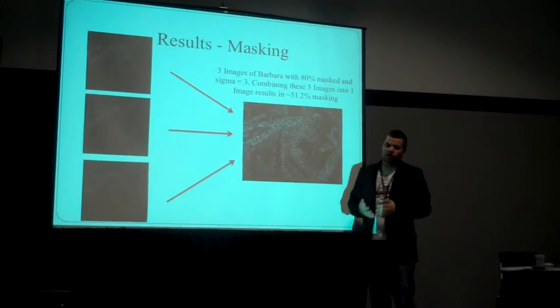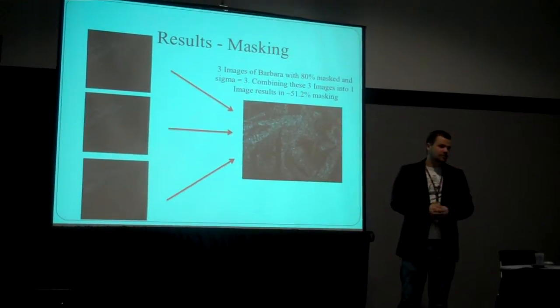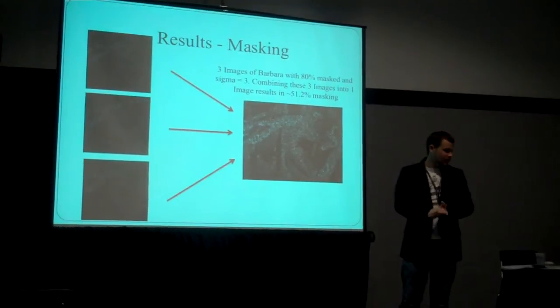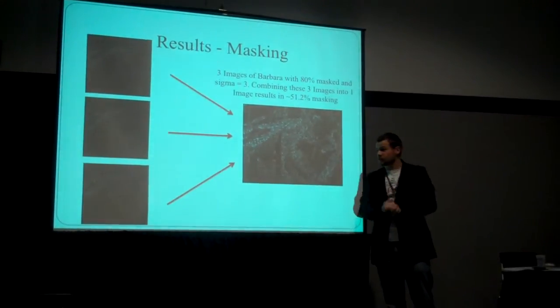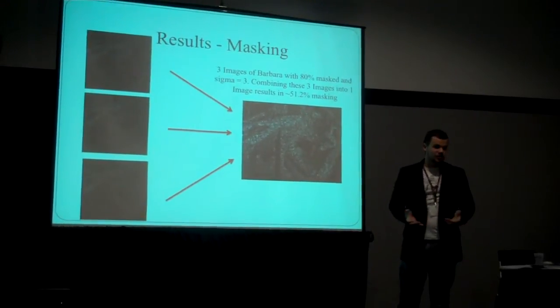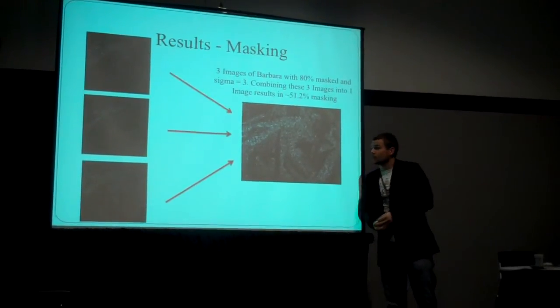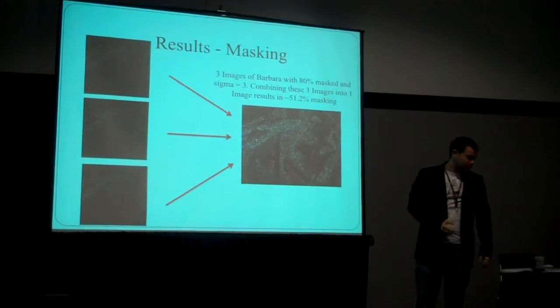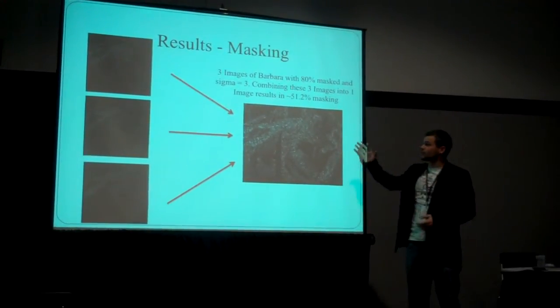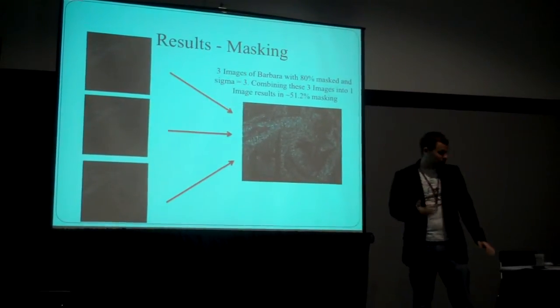But why don't we just take three of these masked images, average them out, and then run the algorithm? Because, as I'm sure you can accurately guess, it's a lot easier to run it on one image than 3 images and fusing them together. So this is an example of that experiment. We have 3 80% masked images, averaged out, you get one image that's about 51% masked.